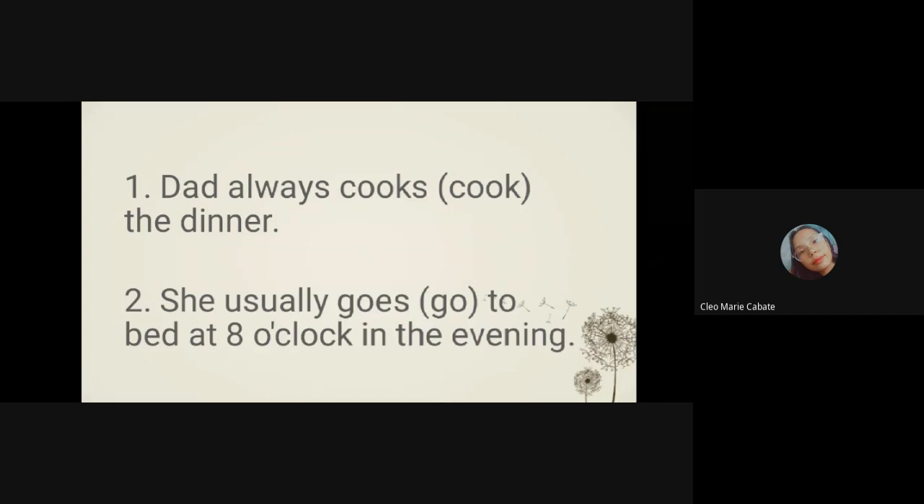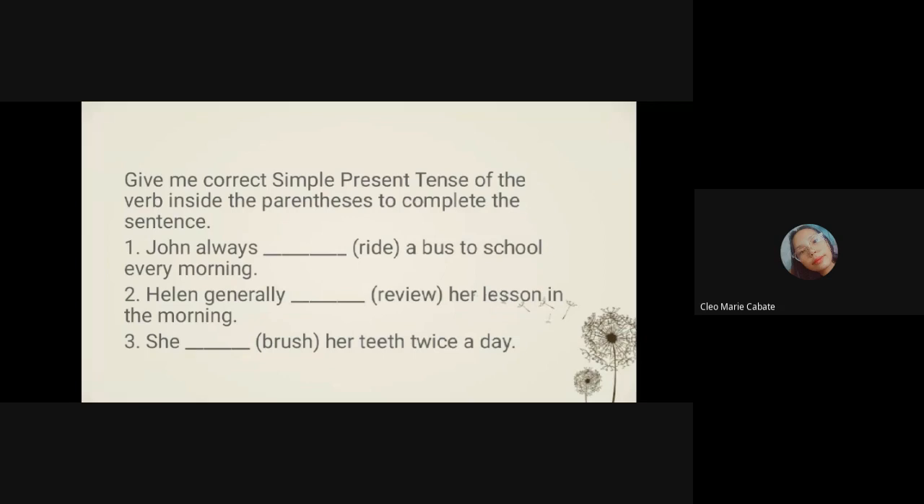Here are other examples. Dad always cook the dinner. The verb will add S. Dad always cooks the dinner. Number two, she usually go to bed at 8 o'clock in the evening. The word go, we will add ES to our verb. Okay, try to answer this using habitual action. Okay, are you done? Okay.